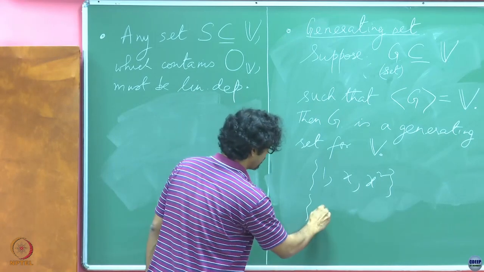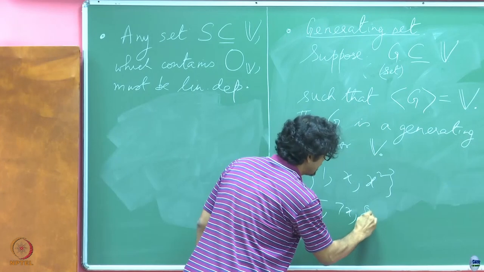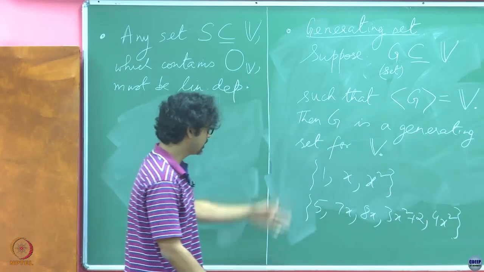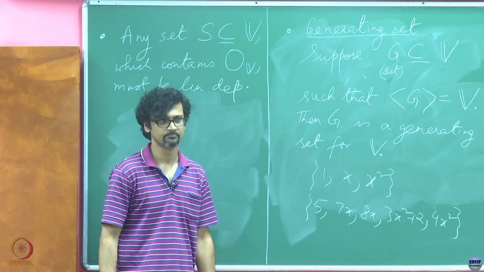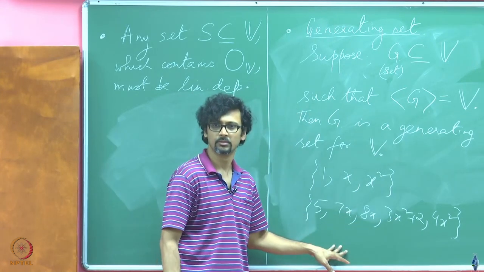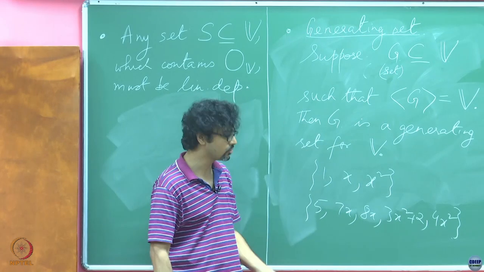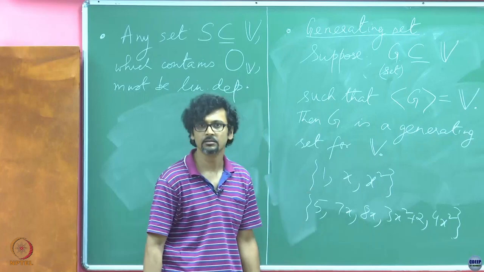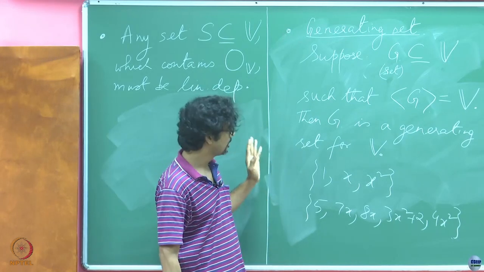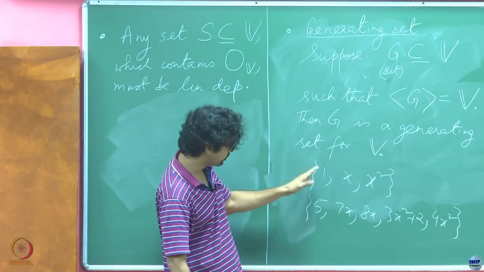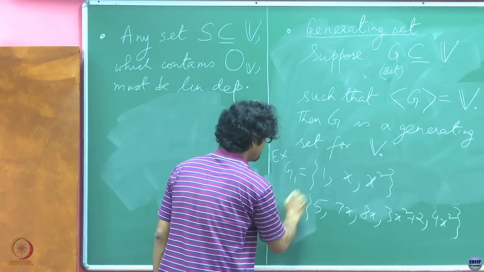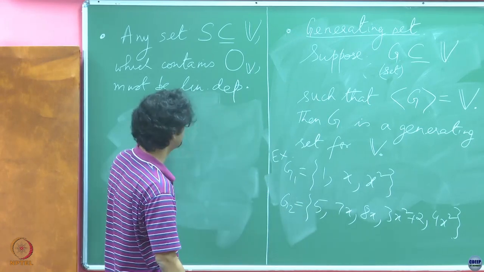By the same token, you can also take 5, 7x, 8x, 3x squared plus 2, 4x squared. This is also a generating set, you can check. This is also a generating set for every polynomial of degree 2 or less. So, of course, there is no question of having a unique or the generating set. It can at best be a generating set for a vector space. That's why we don't talk about the generating set for a given vector space. Once you come up with one generating set, we are happy with that. So these are examples of generating sets. This is G1 and this is G2. Of course, the vector space we have in mind is again that same one.